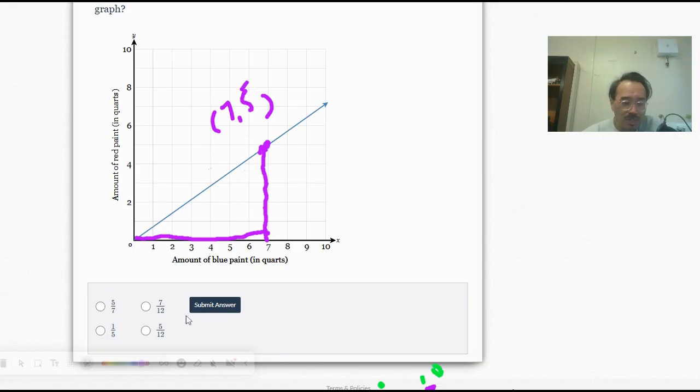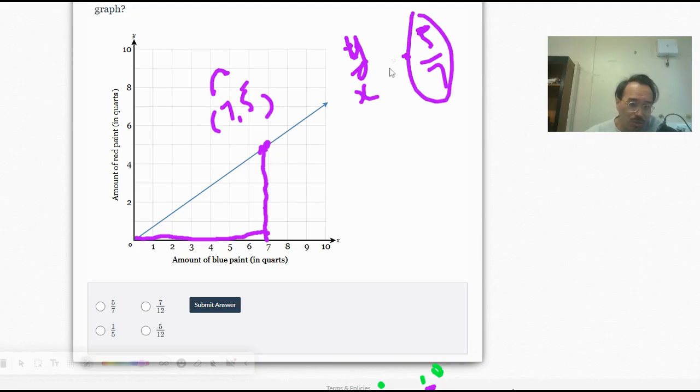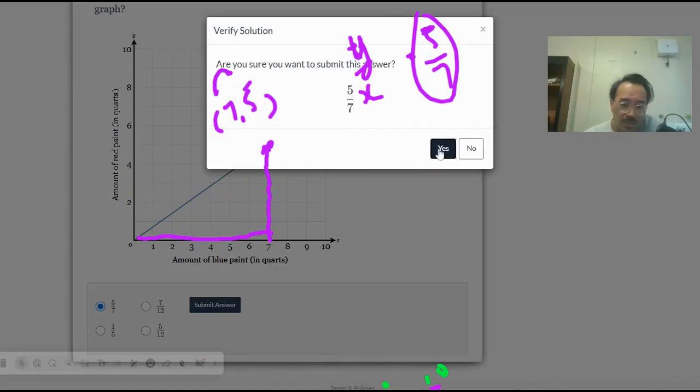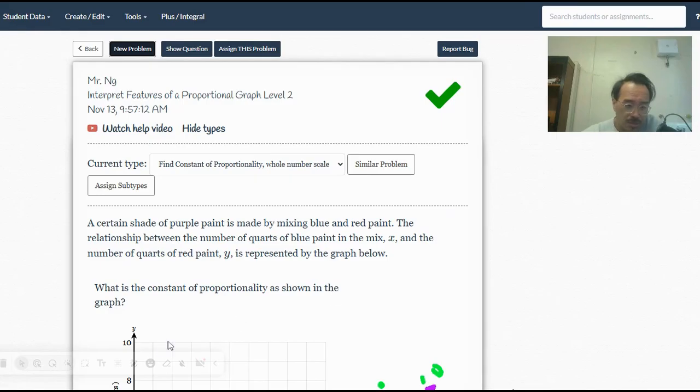So at 7, 5, you can do one of two things. You could put 5 over 7. Remember y over x? So it's 5 over 7. Or you can do 7 times what gives you 5. I think in this case, because all the answers are in fractions, you can just leave it as 5 sevens. And that's it.